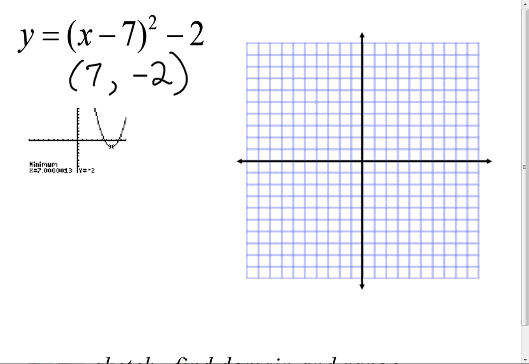Let's get this done. How do you think these relate? The vertex. If this is -7, what's this? +7. This is -2. So the vertex is the opposite of this one and the same as that one. So let's graph it.